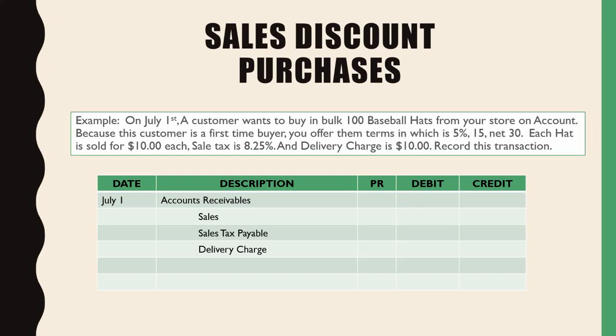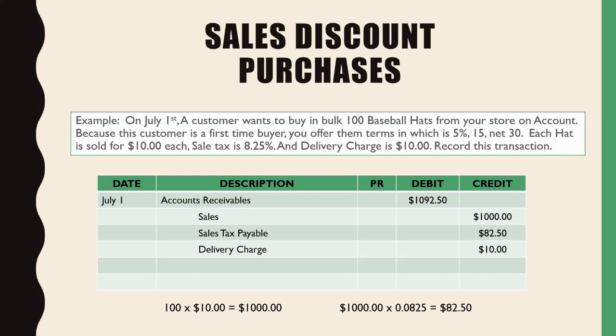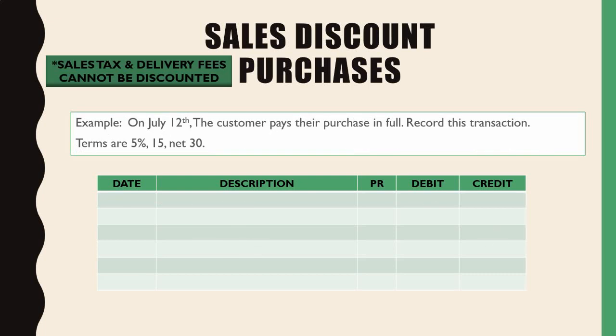All right. So here we sold 100 hats at $10 each. So that's $1,000. We charge the tax based on the $1,000. So that's going to be 8.25%, which gives you $82.50. And because at this stage we had to give an extra delivery charge to ship out a bunch of hats to this individual customer, we're going to charge them $10 for it. Right? So there you go. Now they owe me $1,092.50.